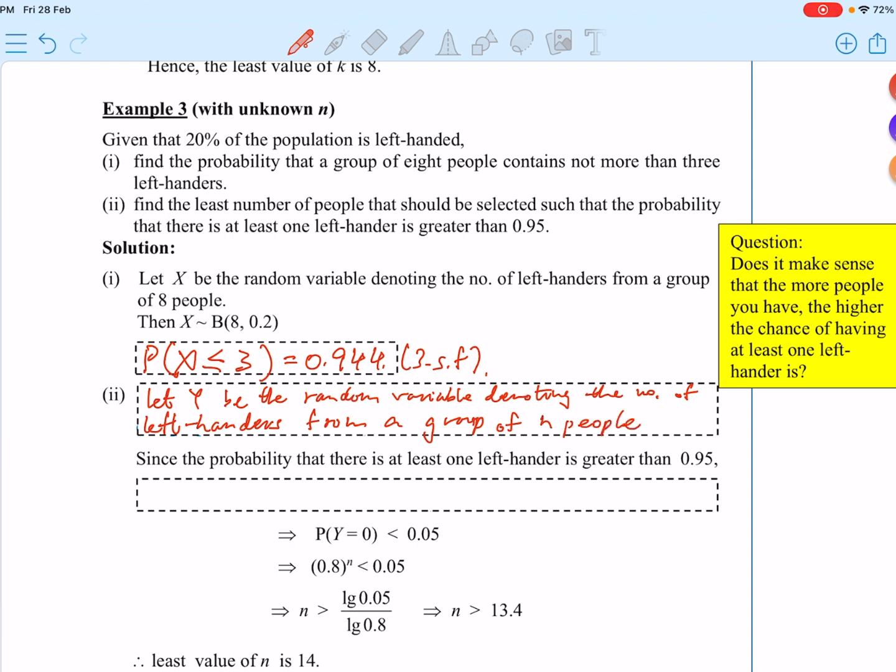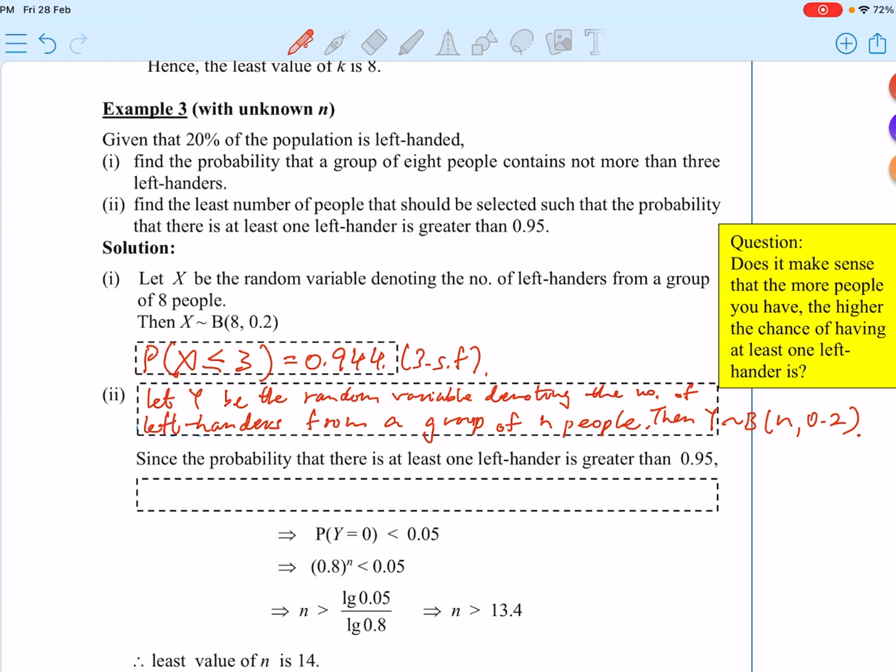Then you write down your distribution. The distribution is now Y, because you defined the random variable Y. It follows a binomial distribution with the number of trials being n people, followed by the probability of success, in this case left-hander, which is given to be 20%, which is 0.2. Since the probability that there is at least one left-hander is greater than 0.95.